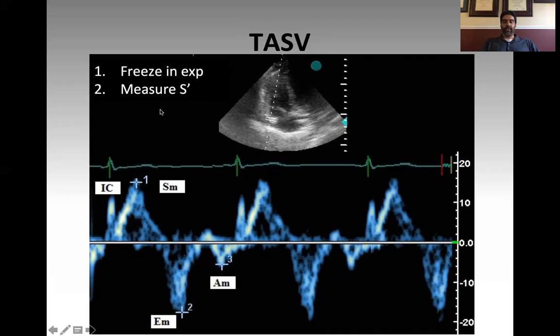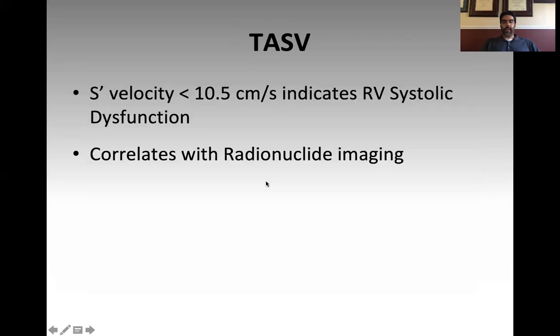So you freeze it in expiration, then you turn on a caliper, and you basically measure that velocity. This is the S prime velocity moving up, and diastolic velocity is moving down. So we measure the systolic velocities here. An S prime velocity of under 10.5 or 11, depending on the study you look at, is indicative of RV systolic dysfunction. So this is what you're going for.